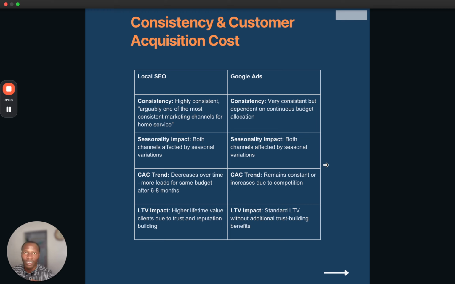But as soon as you get over that, you start getting a lot of results, a lot of leads, and a lot of calls. Then the lifetime value impact: higher lifetime value clients due to trust and reputation. But Google Ads itself is very consistent, but depends on the continuous budget you are willing to spend on allocation. Both channels are affected by seasonality. They remain consistent and increase due to competition. The standard long-term value without additional trust building benefits.